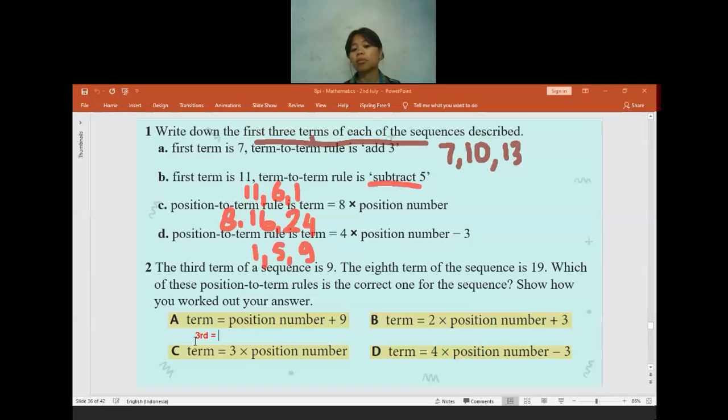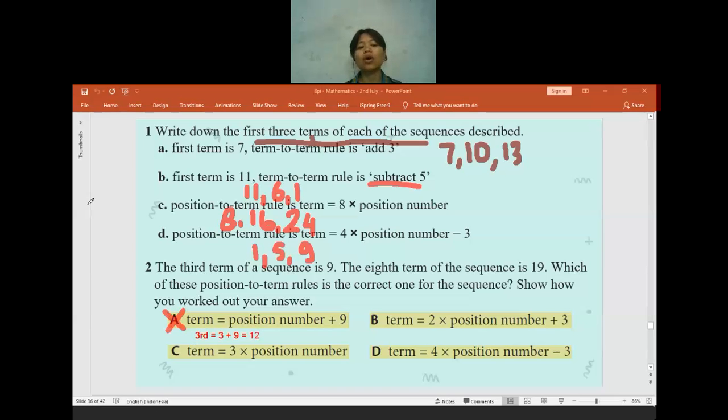What is the third term of sequence A? The rule is position number plus 9, and the position number is 3. So we do 3 plus 9, which equals 12. But the question said that the third term is 9, so it means A is wrong.